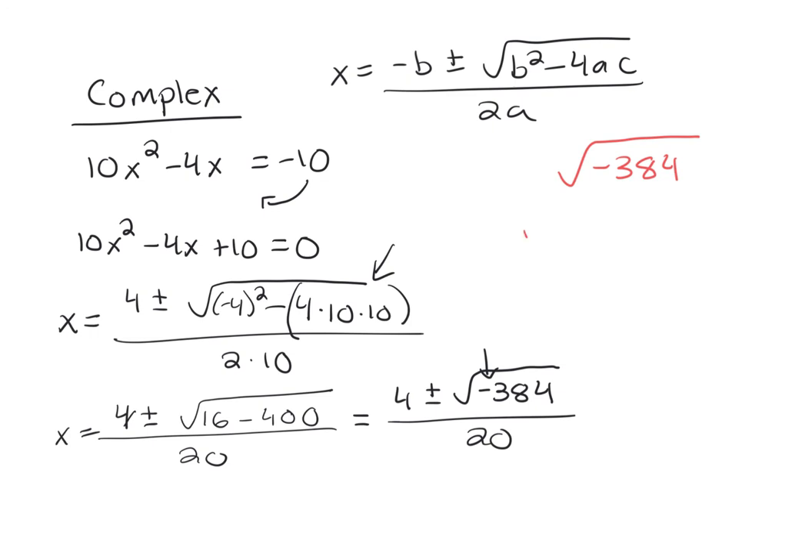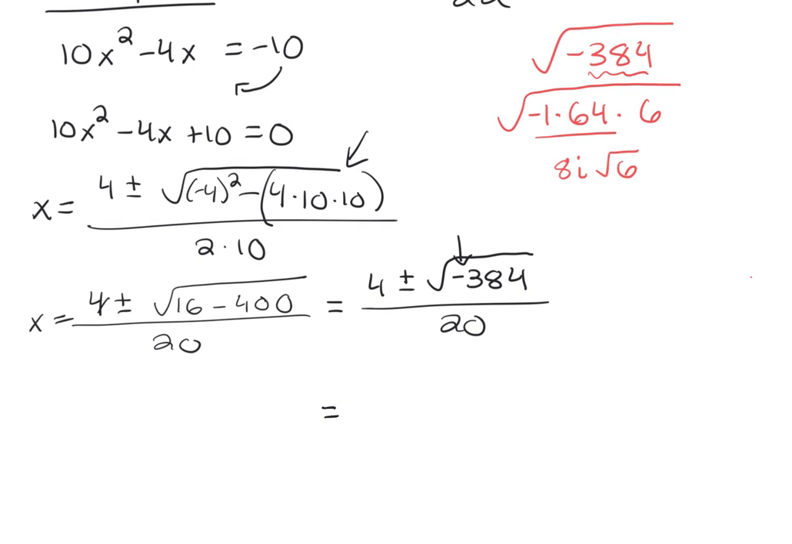Okay, so this square root can be broken up into, I've got negative 1 times, and I'm going to help you out with this one. You can break it up into 64 times 6, because that's a perfect square, which would come out as 8i square root of 6. Okay, so 4 plus or minus 8i square root of 6 over 20.